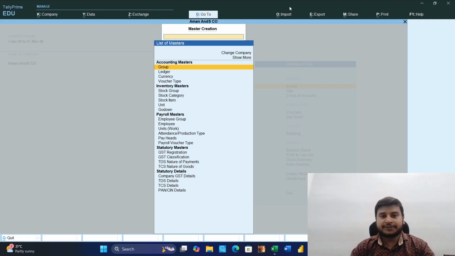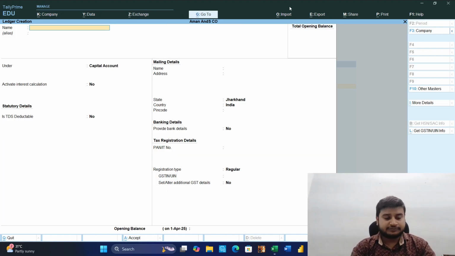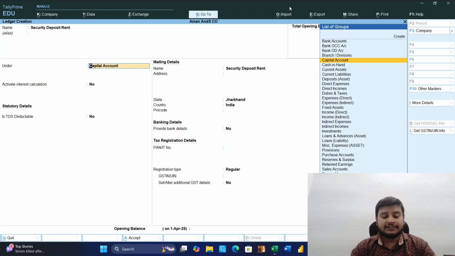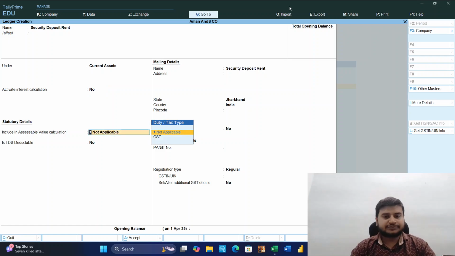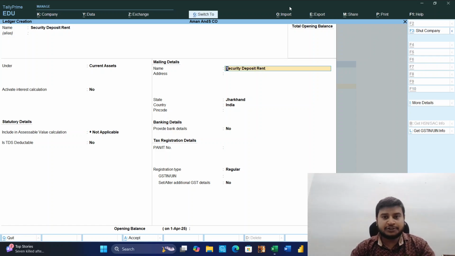So we will go to the create option, ledger, security deposit. As we know that this will get refunded after a certain period or after the completion of the agreement, it will come under current asset. It will get refunded, so it is an asset for us. So current asset.